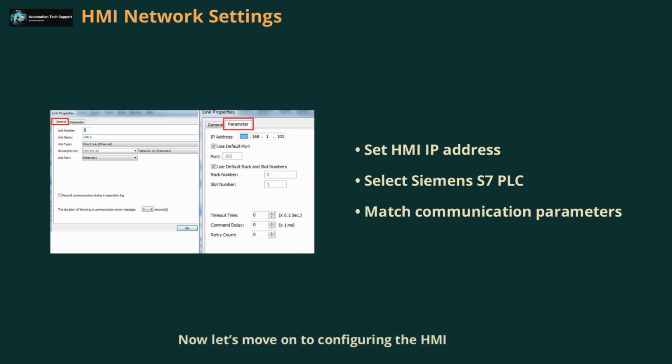Now let's move on to configuring the HMI. Set the HMI hardware to a LAN IP address, for example 192.168.1.100. In the WebAccess HMI Designer, select the Siemens S7 PLC and enter the communication parameters to match your PLC's network settings. This ensures that the HMI can successfully communicate with the PLC over the Ethernet network. Double-check all IP addresses and subnet masks to avoid connection issues.